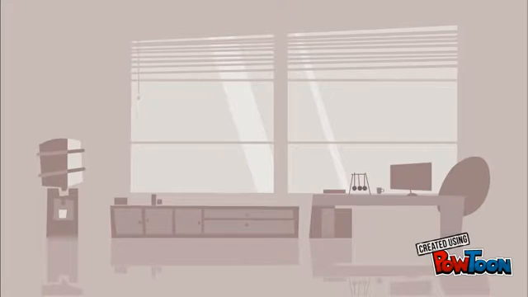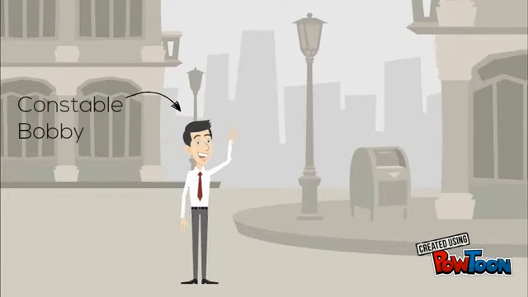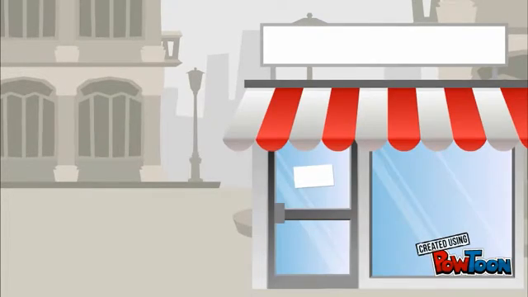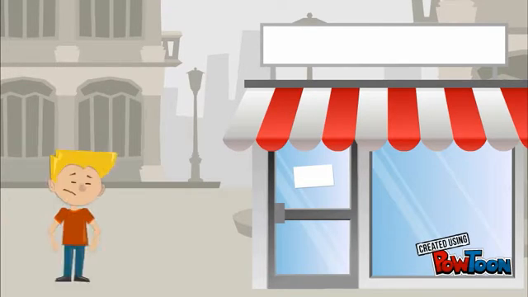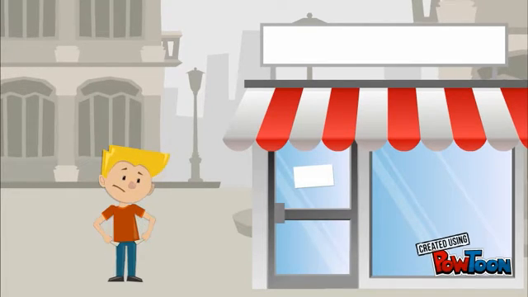The next scenario is about a tort called false imprisonment that often gets mistaken as malicious prosecution. This is Constable Bobby. He patrols around the city on foot to catch criminals. Constable Bobby responded to a theft report from dispatch. The suspect is described to be wearing a red shirt and blue bottoms.